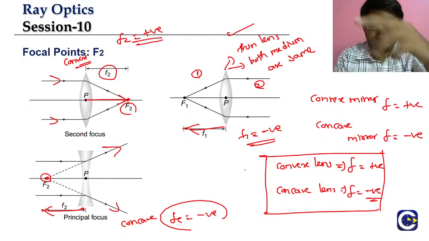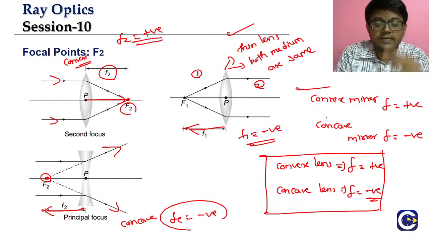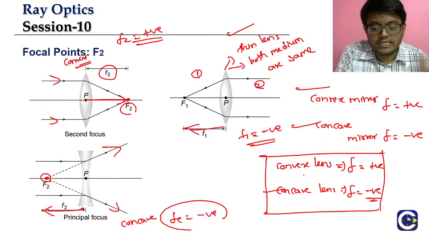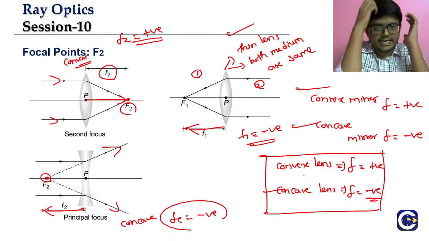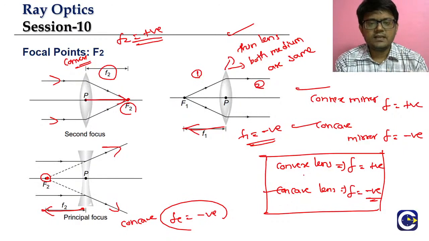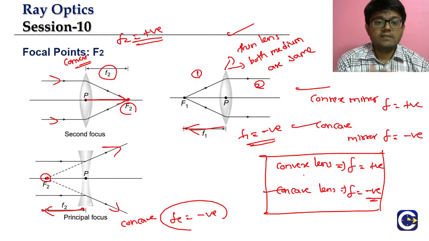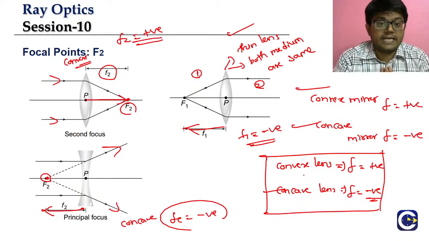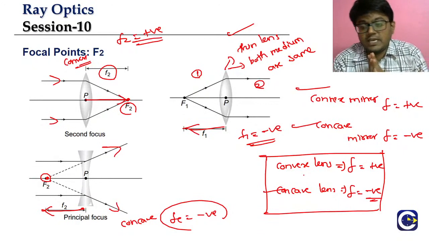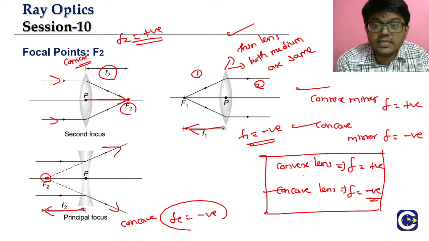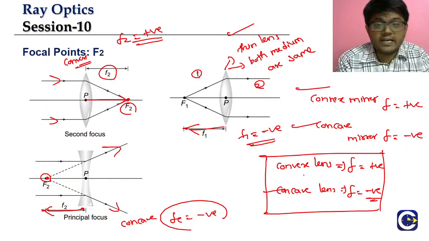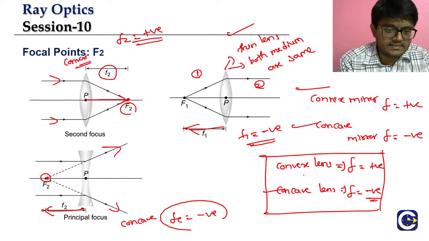So you'll see: convex mirror positive, convex lens also positive, concave mirror negative, concave lens also negative. That way you will be able to easily remember that when we say convex, whether it is a lens or a mirror, focal length is positive. When we say concave, whether it is a lens or a mirror, focal length is negative. That is how we will be able to easily remember it. So this is the idea of the focal length for a concave lens and a convex lens.